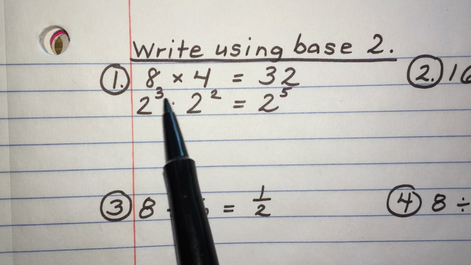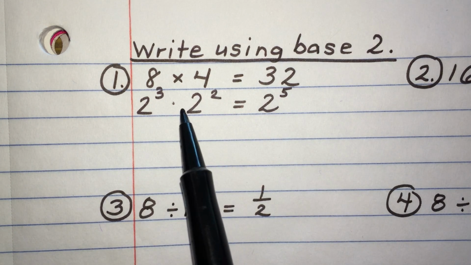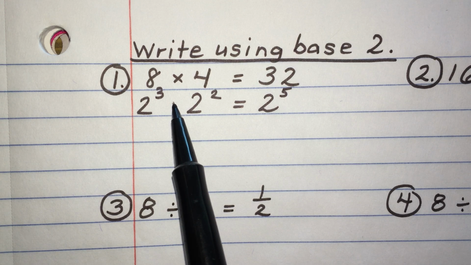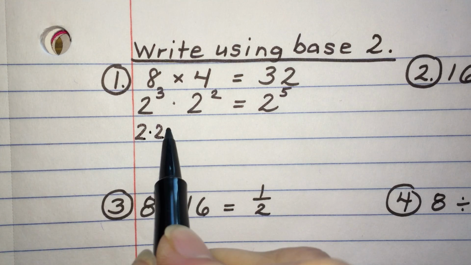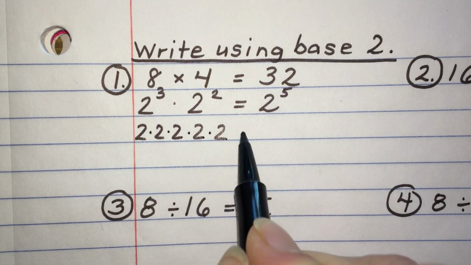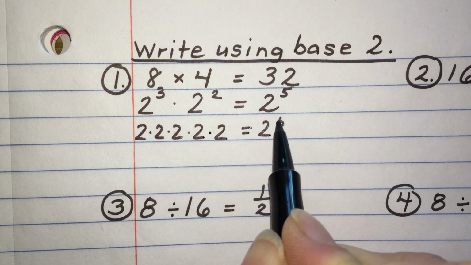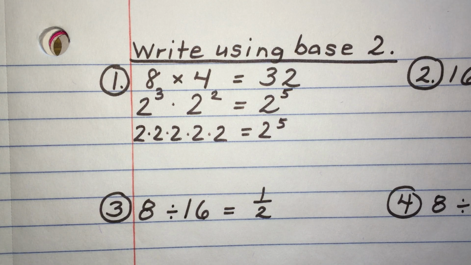How do we get to that 5 using a 3 and a 2? Keep in mind that these are being multiplied, so we could expand this out. We could have 2 times 2 times 2, that's the first 3, and then we have 2 more. There we see we have 2 to the 5th power. Again, we're just noticing patterns today so that we can be better at using properties of exponents.